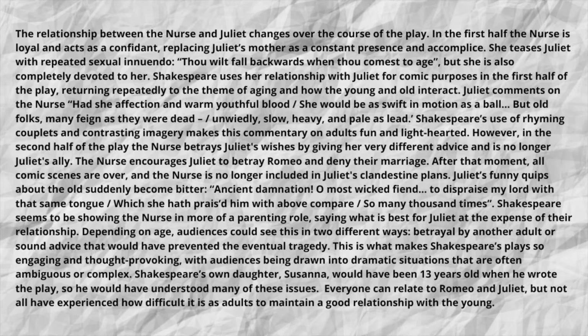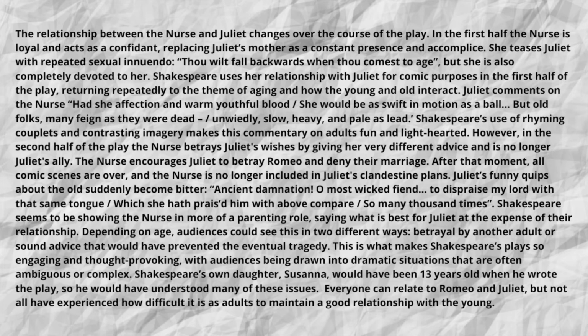so many thousand times." Shakespeare seems to be showing the nurse in more of a parenting role, saying what is best for Juliet at the expense of their relationship. Depending on age, audiences could see this in two different ways: betrayal by another adult, or sound advice that would have prevented the eventual tragedy. This is what makes Shakespeare's play so engaging and thought-provoking, with audiences being drawn into dramatic situations that are often ambiguous or complex. Shakespeare's own daughter, Susanna, would have been 13 years old when he wrote the play, so he would have understood many of these issues.